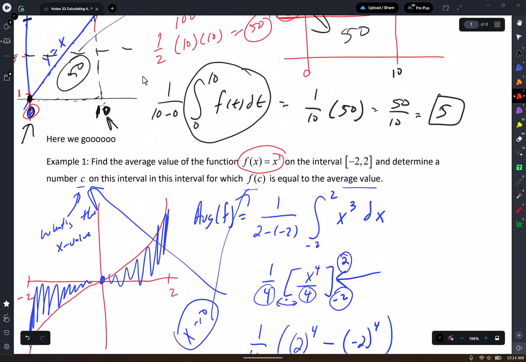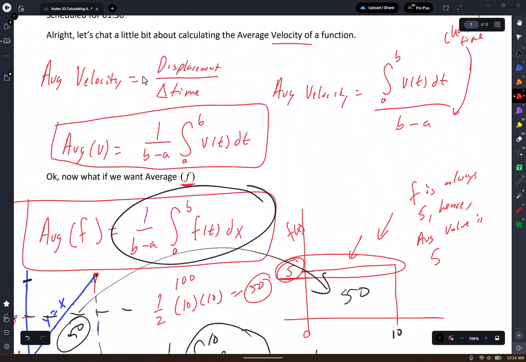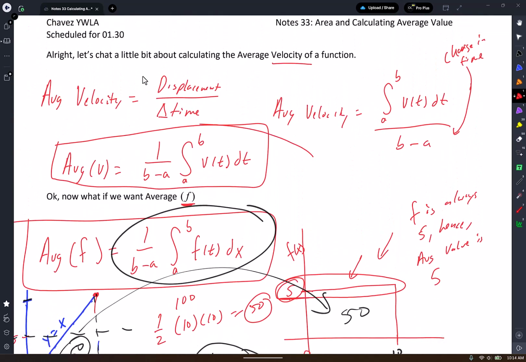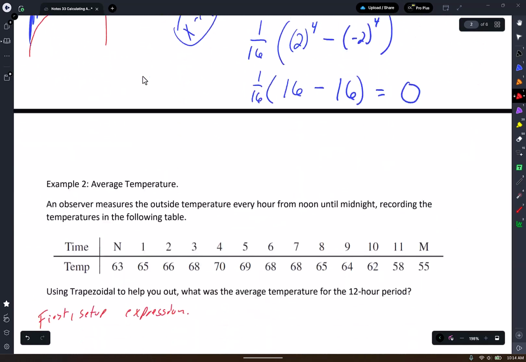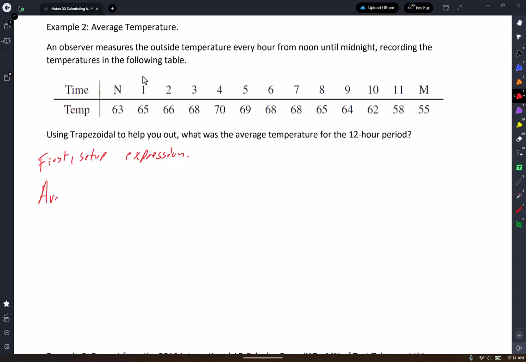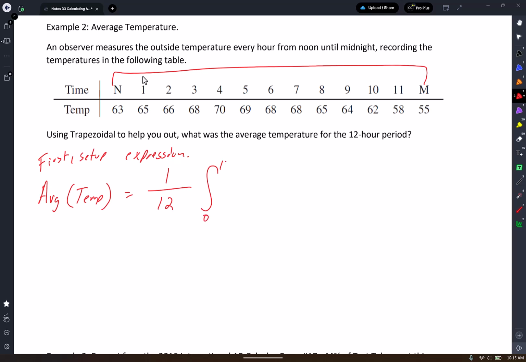And just like Miss Mia Cruz said, we need a right average of something. So I'm just going to write this right here, guys. Average of something. So here we go. I'm going to write average, AVG, and I'm going to write average of temp equals 1 over the difference between noon and midnight, which is 12, integral from 0 to 12 of temp dt. Are we okay? Nothing crazy.